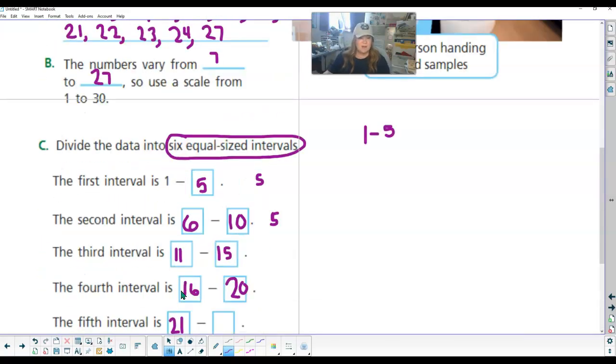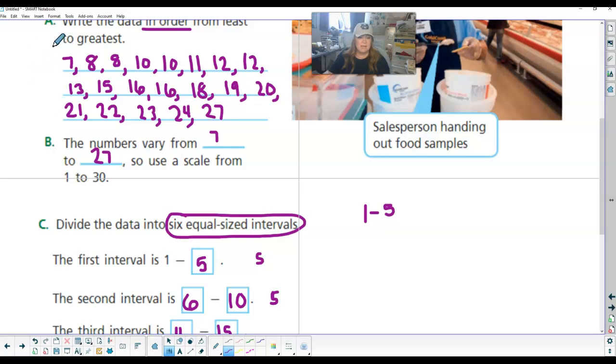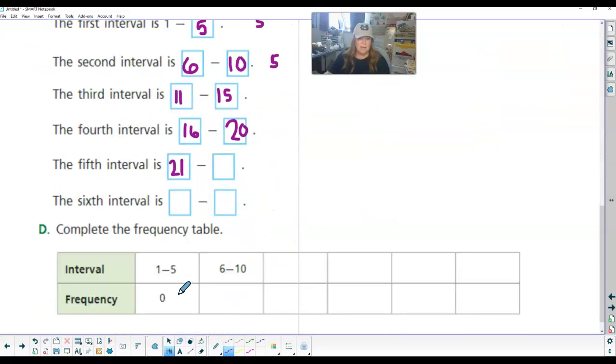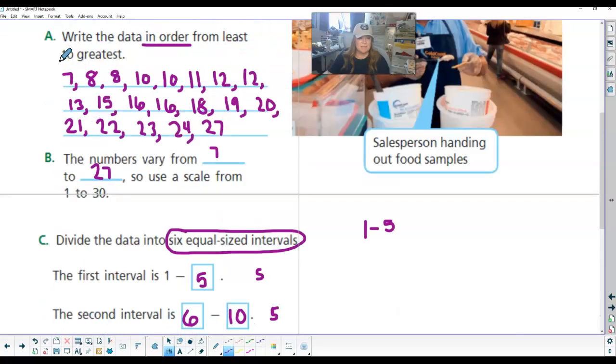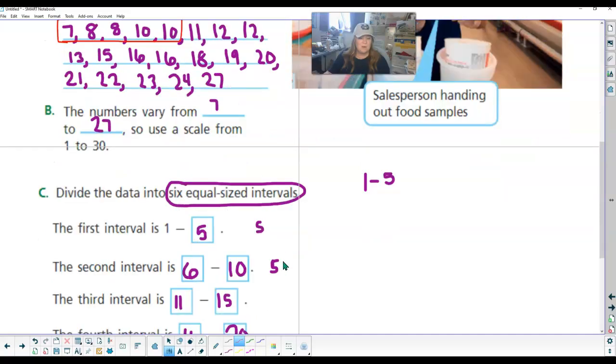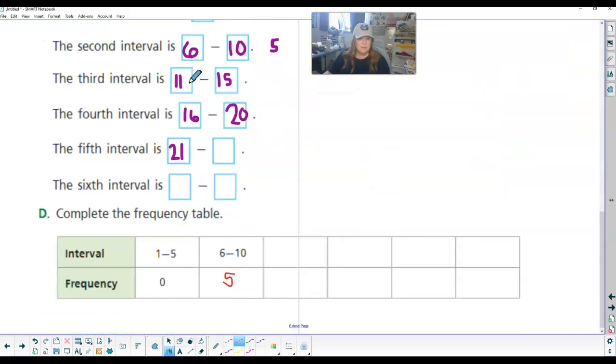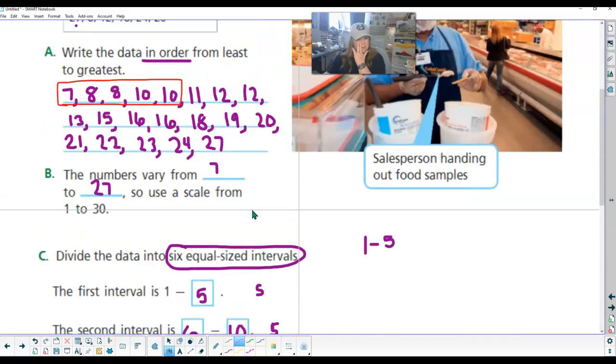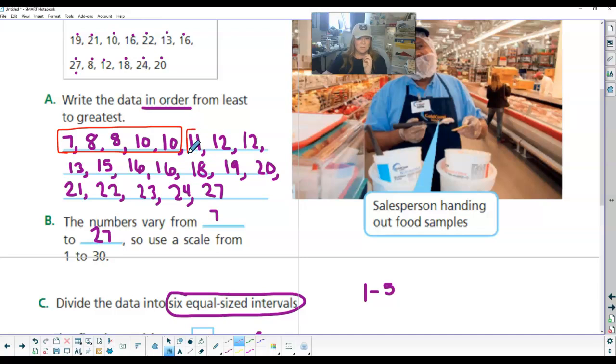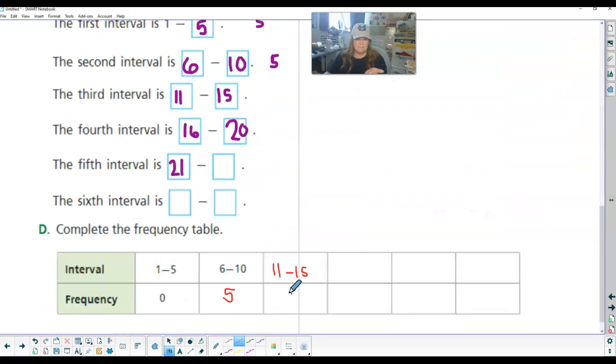So in the 1 to 5 range, I can see I don't have any. So we had 0 of those. Okay, 6 to 10. Here is 7, 8, 9, 10s. I'm going to count how many. 1, 2, 3, 4, 5. We had 5 of those. My next interval was 11 through 15, so I'm not looking for any numbers 11 through 15. So here's 1, 2, 3, 4, 5 again.